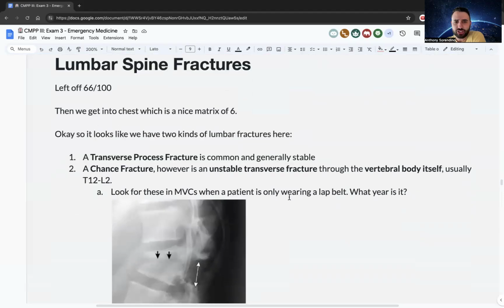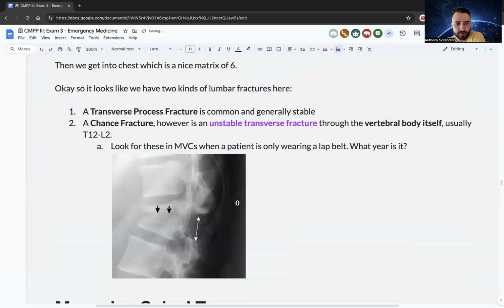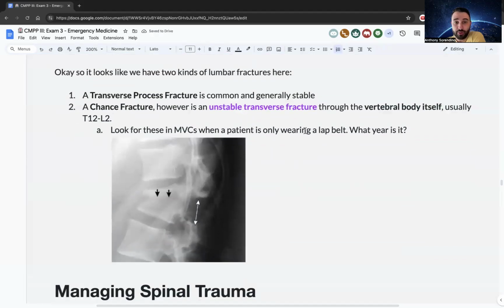You can get this thing called a chance fracture. This is unstable, it's a transverse fracture. This happens in the lumbar spine and it's through the vertebral body. Look at this. This whole thing is crushed. You'll see it with the patient only wearing a lap belt. I thought this was like an old car that didn't have a shoulder harness. Maybe you're in the old middle seat, or it's just somebody who is not wearing the shoulder part and is just wearing the lap part.